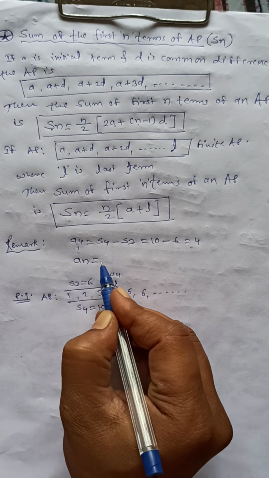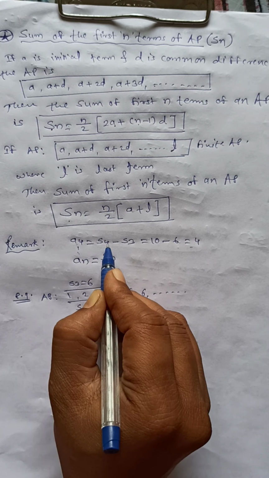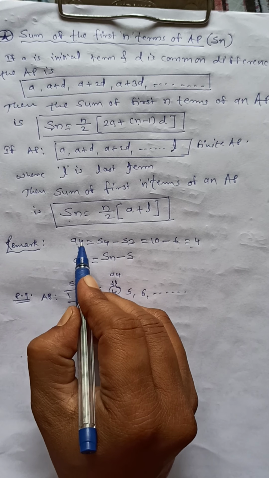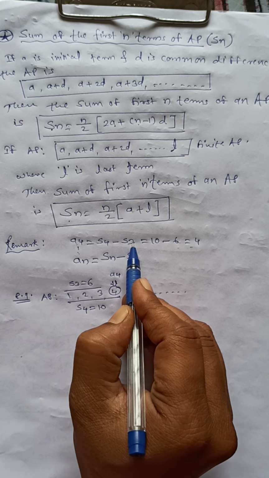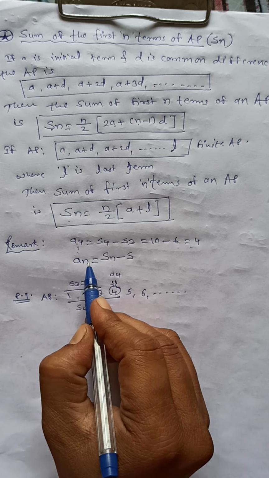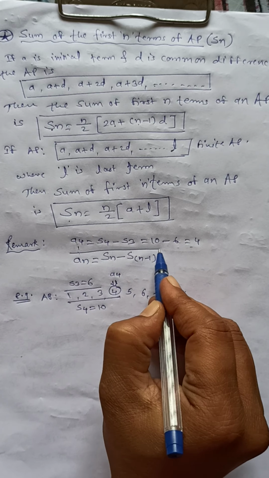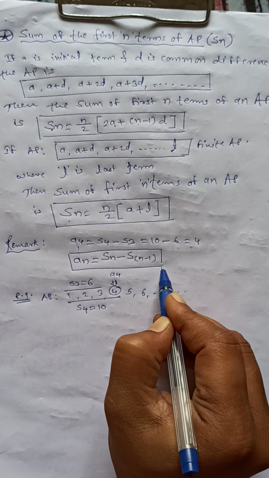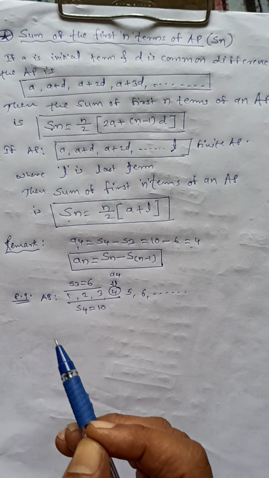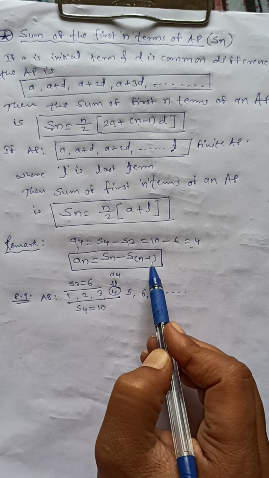An is equal to Sn minus S... here it is 4, so here it is 4 minus 1, that is 3. If it is n here, then here we have to write n minus 1. So this is the formula for the nth term of an AP. You can calculate the nth term of an AP: An is equal to Sn minus Sn minus 1.